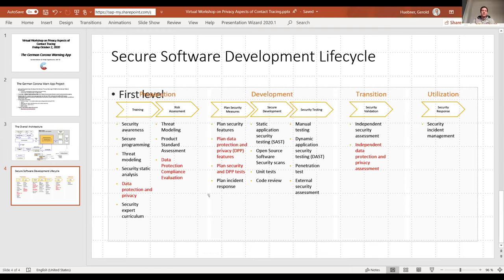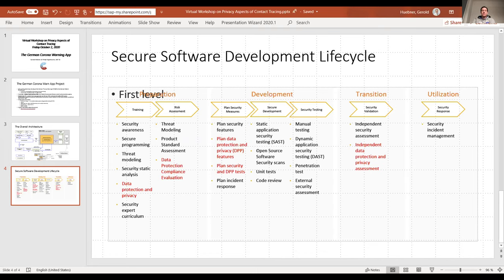Yes, exactly. Thank you, Gerald. So in the Corona Warn app project, it was pretty unique that with the very first day of the project, we kicked off the threat modeling activities as well. That means that we brought all involved colleagues, from the architects, data protection experts, security experts, developers, and further project members, into a virtual workshop, and discussed the very first architectural draft we did together.